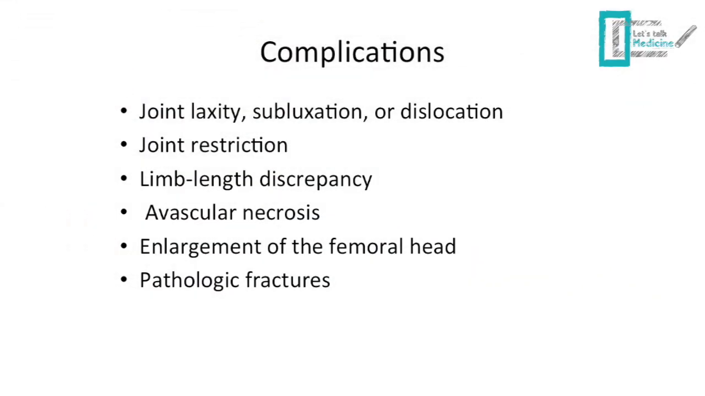Now going to the complications of the septic arthritis. We have many different complications, and some of them are very specific to specific joints. For example, joint laxity, subluxation, dislocation. This can happen in any joint, especially the knee joint. Joint restriction and limited range of motion. Limb length disparity, especially if the growth plate or the epiphyseal plate is affected. So that's why it's really important to treat children.